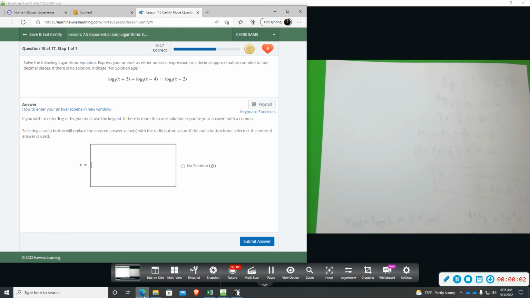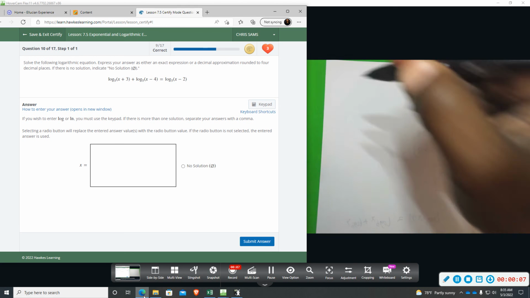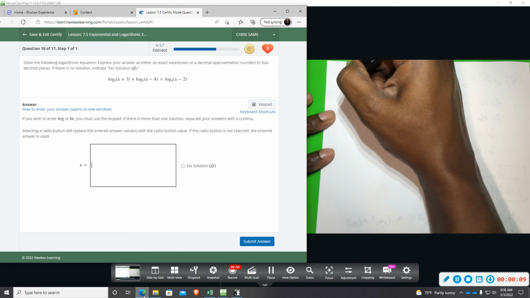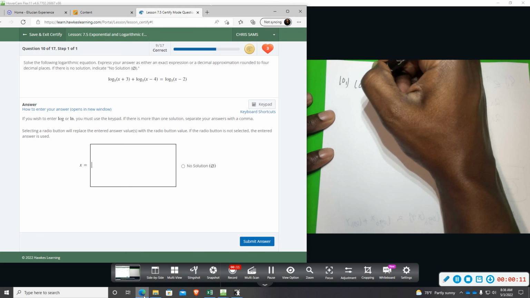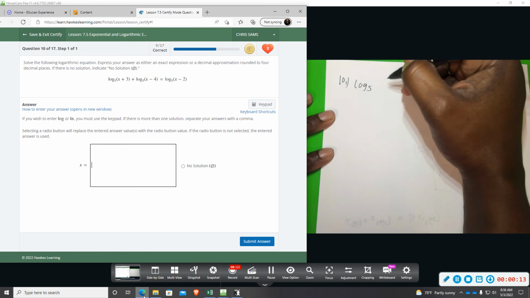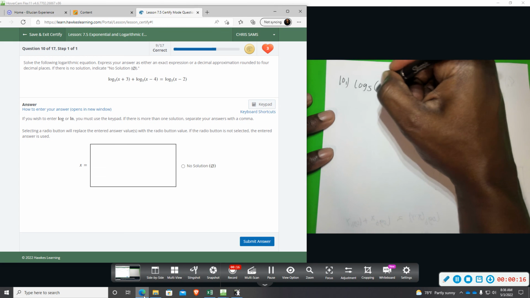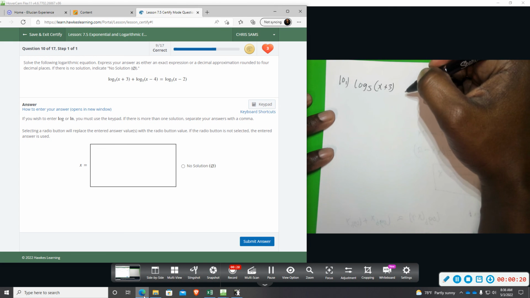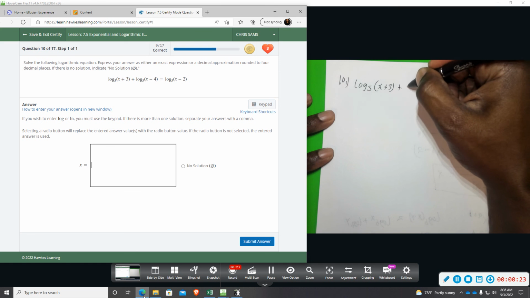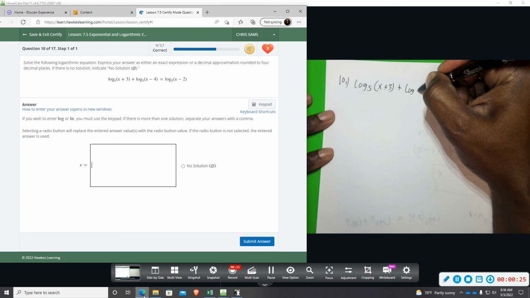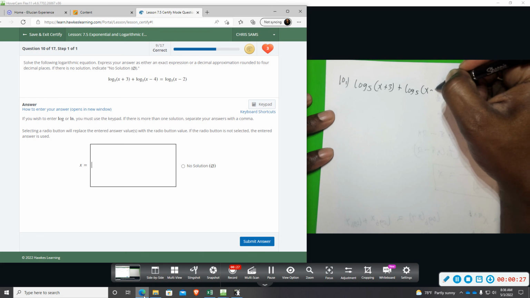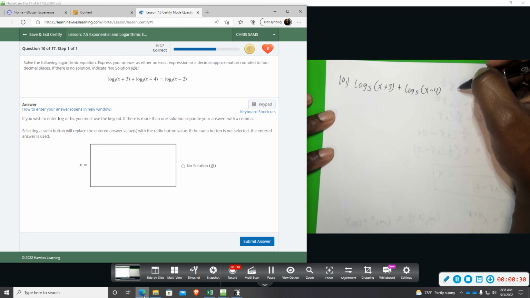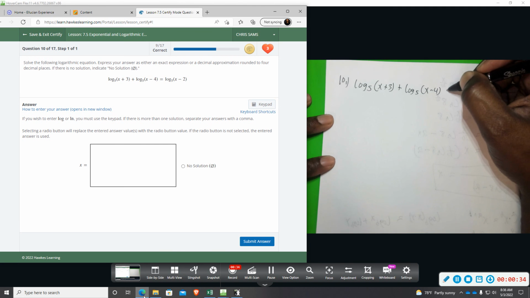All right, number 10, we have another log equation. Log base 5 of x plus 3, plus log base 5 of x minus 4, equals log base 5 of x minus 2.